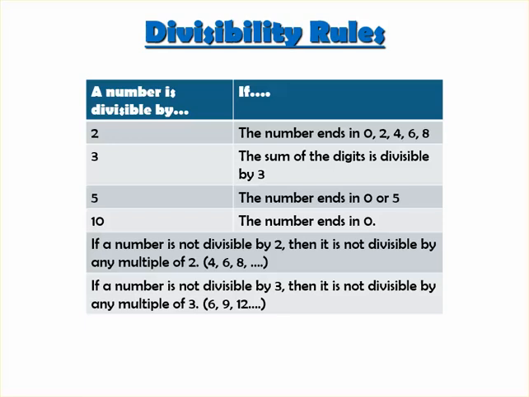Now, once we've eliminated numbers like 2, then we know it's not going to be divisible by any multiple of 2. Or if it's not divisible by 3, then it's not divisible by things like 6, 9, or 12. So there's going to be a lot that we won't necessarily have to try on our calculator.